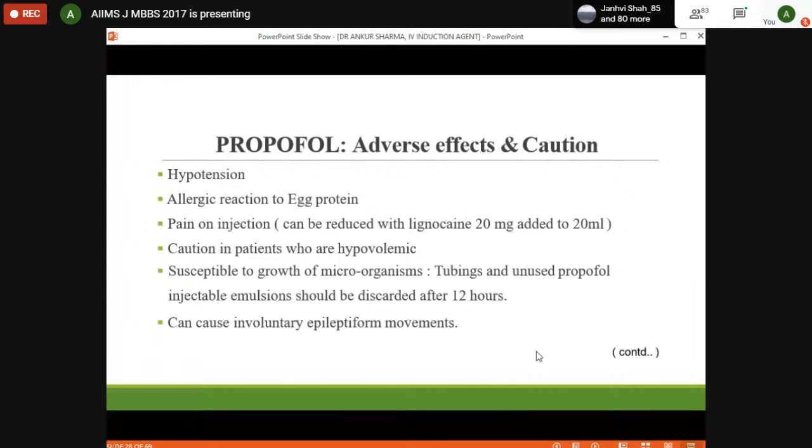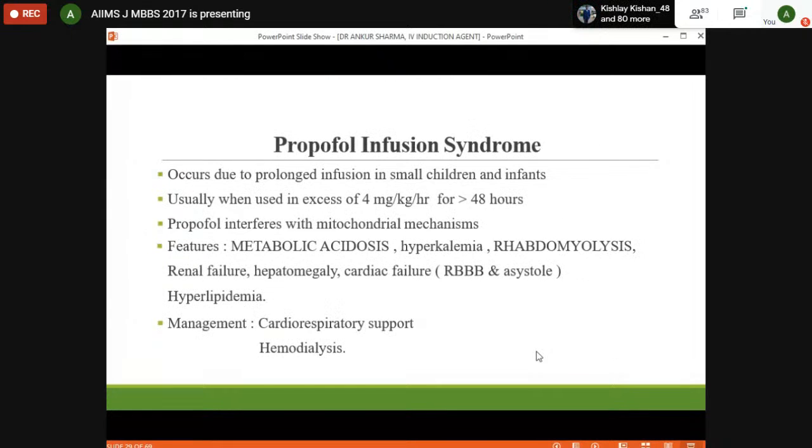And as it contains eggs, it is susceptible to growth of microorganisms. Tubings and unused propofol injectable emulsion should be discarded after 12 hours. It can cause involuntary epileptiform movements. There is a term, propofol infusion syndrome. Okay, what is propofol infusion syndrome?